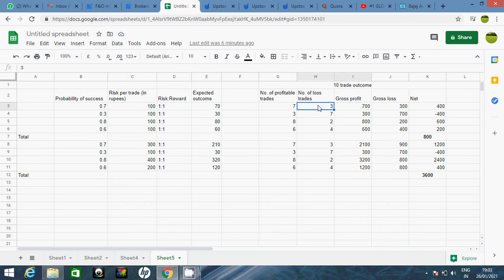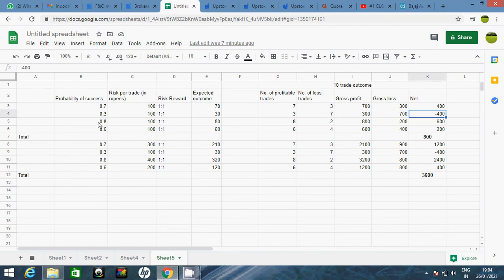Similarly, we will have 3 loss-making trades. Those 3 losses will account for 100 into 3, which is equal to 300 rupees. So if we take 10 trades with this system where the probability of success is 70% and the risk reward is 1:1, we will end up making 700 minus 300, which is equal to 400 rupees of profit. Similarly, when we have a low probability of success system, if the probability of success is 30%, then 3 trades out of 10 will be profitable and 7 will be loss-making. Accordingly, we will have 300 rupees of gross profit and 700 rupees of loss. So net this system loses 400 rupees.